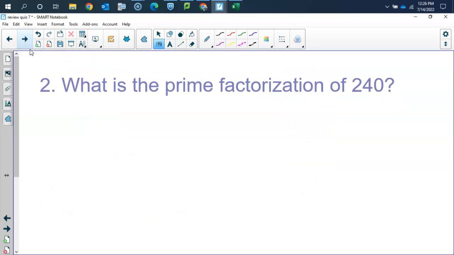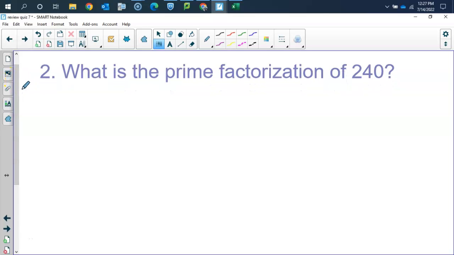All right, now you're going to do the prime factorization of 240. Remember, prime numbers are numbers that are only divisible by 1 and themselves. Go. Well, when I do this, I make a factor tree. And I start with the smallest prime, which is 2. 240 is 2 times 120. 2 is prime, so I circle that.